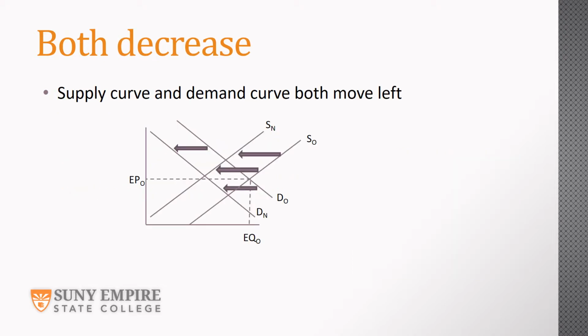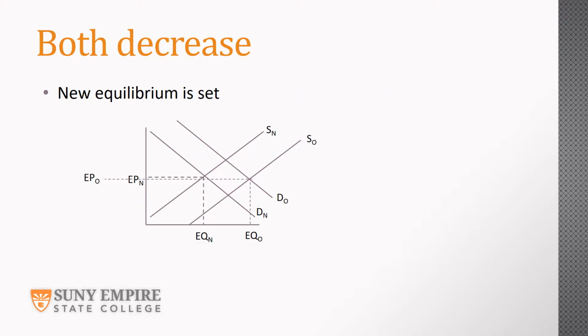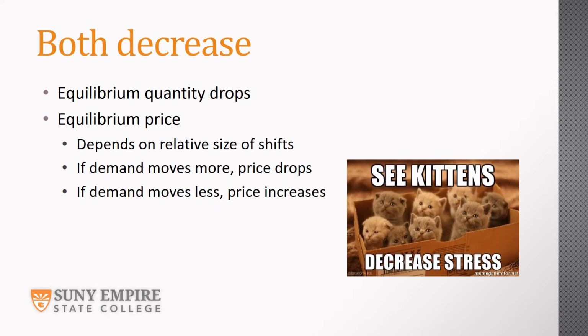But what happens if both supply and demand decrease? Both curves move to the left. A new equilibrium is reached. The equilibrium quantity decreases. As for the equilibrium price, it depends. If demand moves more, the price drops. If demand moves less than the supply, then price increases.